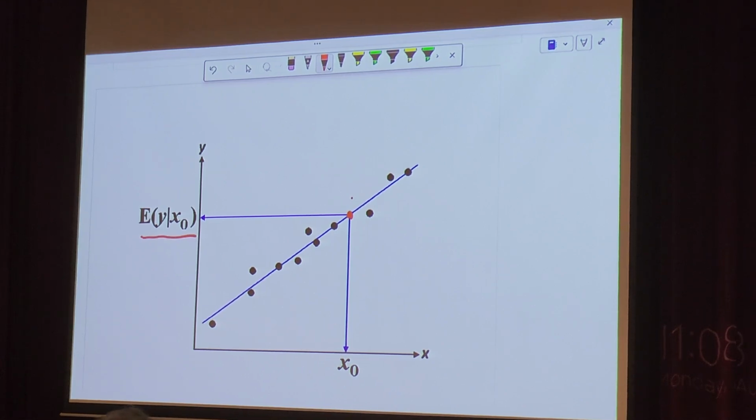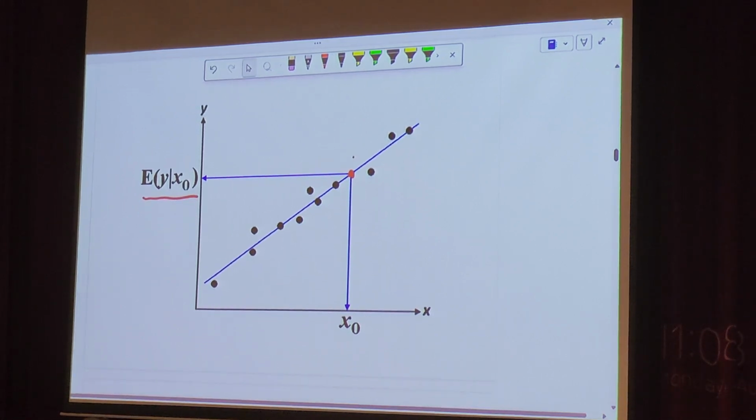If you think it's a random variable, well, your earlier education was wasted. Expectation is not a random variable. It is a constant. Sorry, let me say it carefully. The expectation of y given x0 is not a random variable. It is a constant. All right.